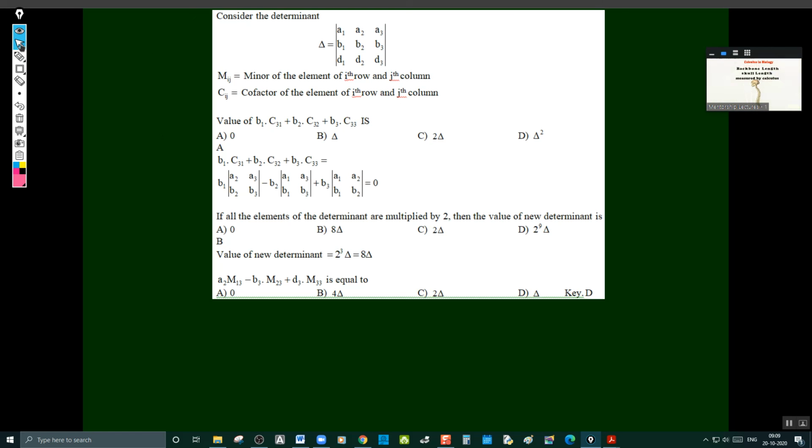Yes, please. A2 into M13. A2 is this one. This is M13, the minor of the third row first element. The third determinant should come.